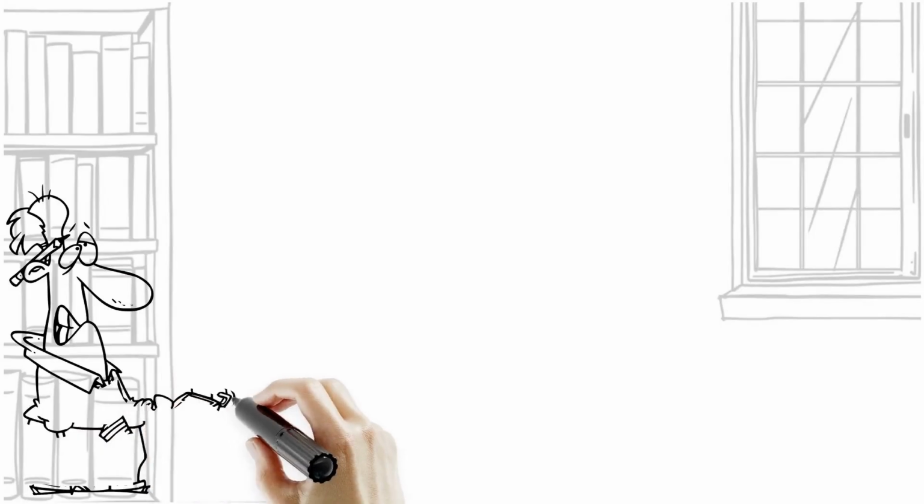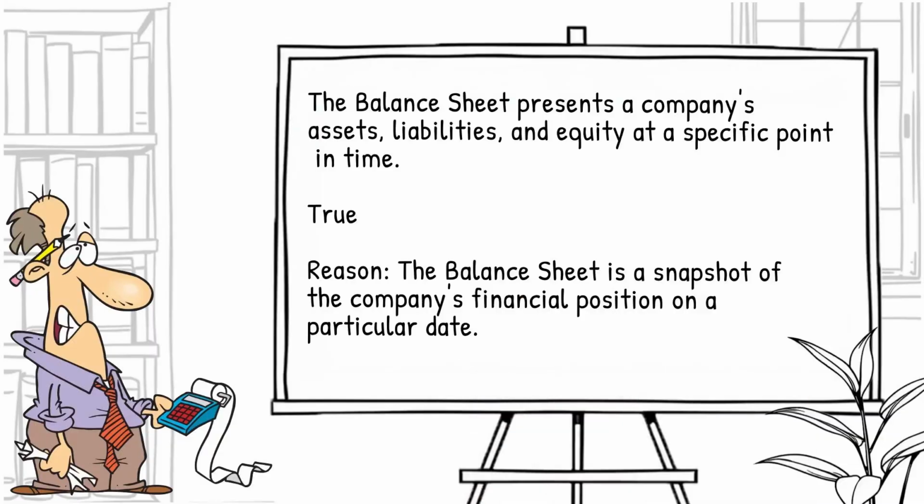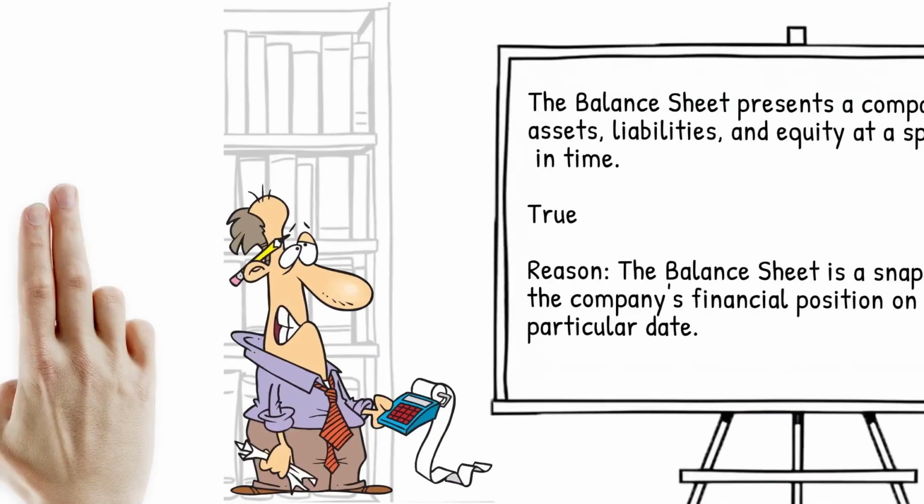The balance sheet presents a company's assets, liabilities, and equity at a specific point in time. True reason: the balance sheet is a snapshot of the company's financial position on a particular date.